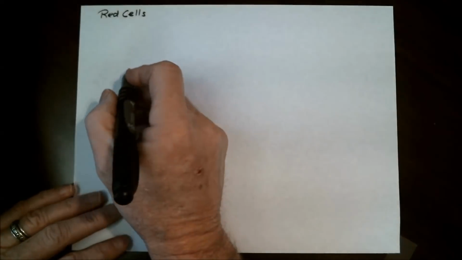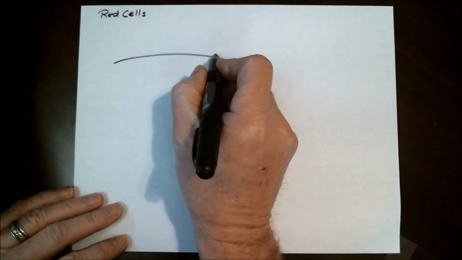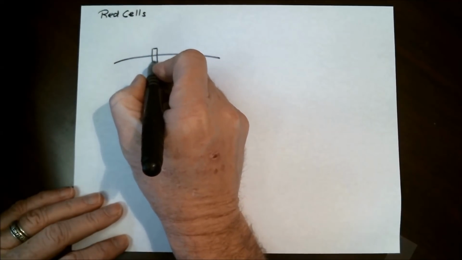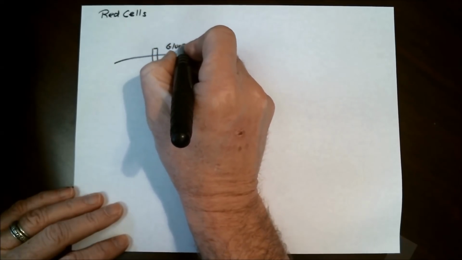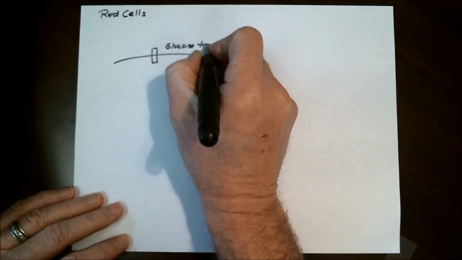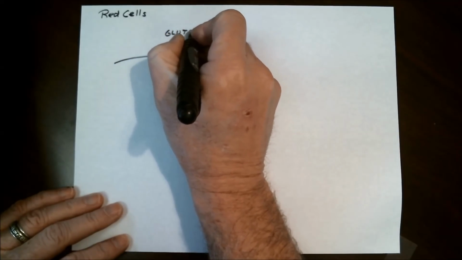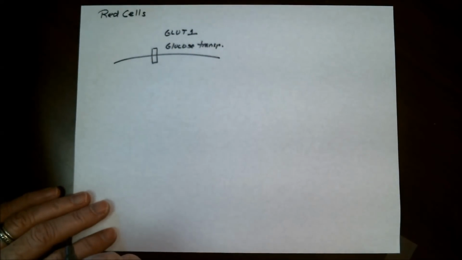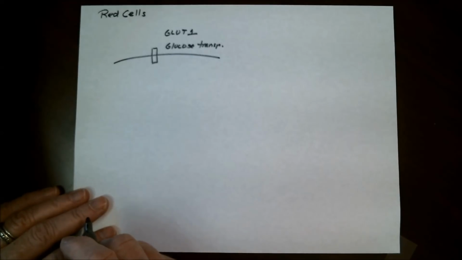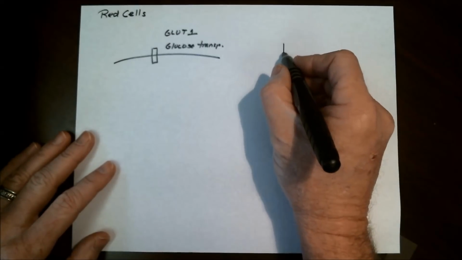So red blood cells on their cell surface will have a unique glucose transporter. And we've seen this transporter before. This one is in particular called GLUT1. Now, because red blood cells have a strong need for glucose at all glucose concentrations in the blood, because glycolysis is the only form of generating energy, the GLUT1 transporter is considered a very high affinity transporter.